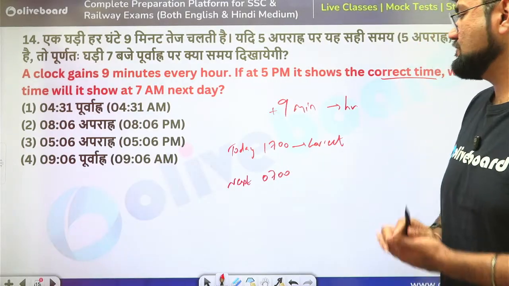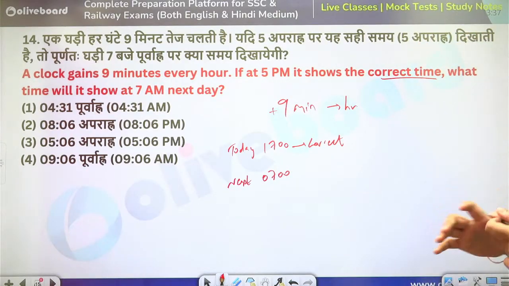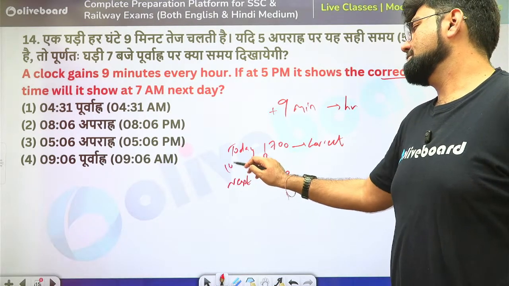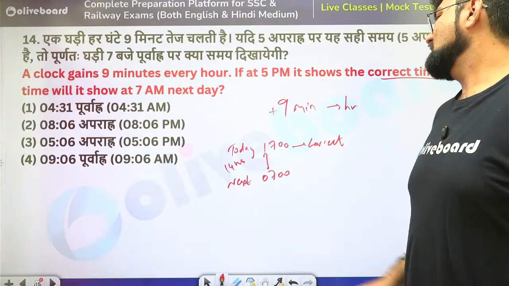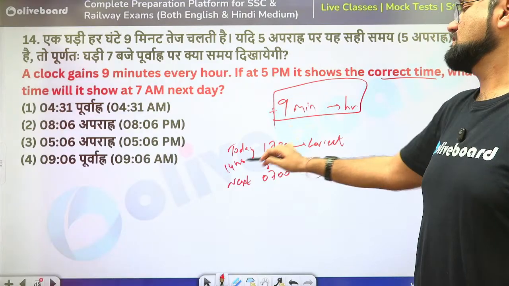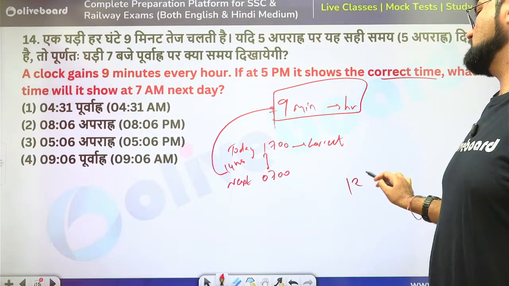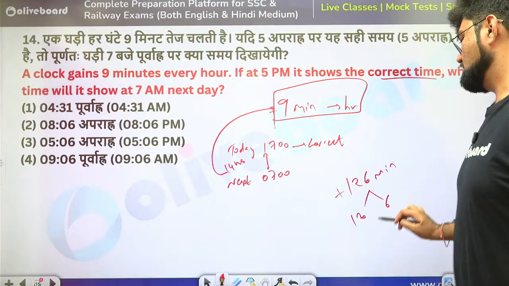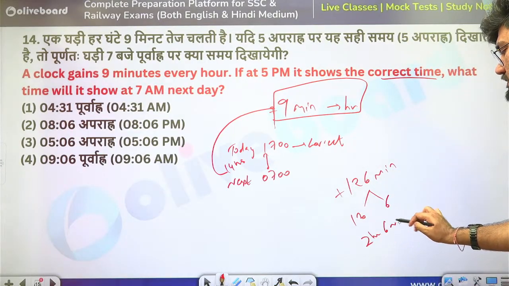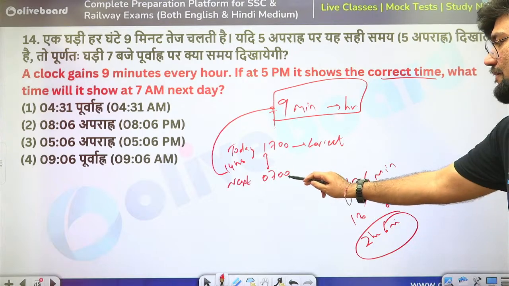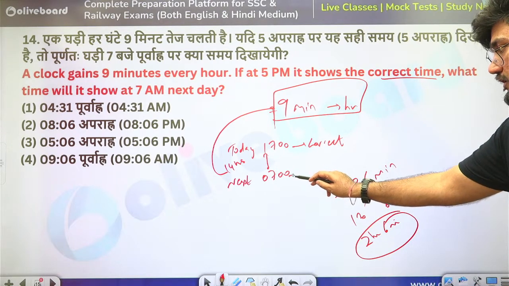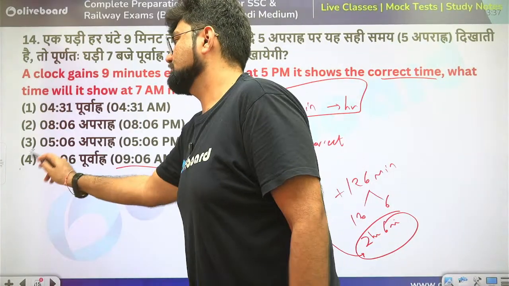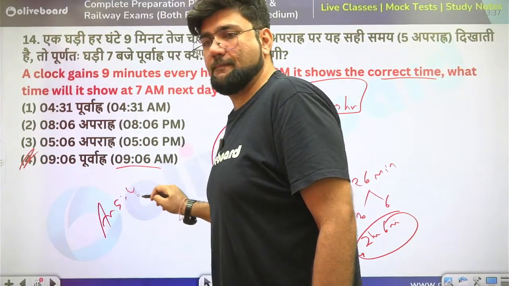So how much time has lapsed? 5 p.m. to 5 a.m. is 12 hours, and 5 to 7 is 2, so 14 hours have lapsed here. So if in 1 hour it is gaining 9 minutes, in 14 hours it will gain how many minutes? 126 minutes. Correct? 126 means 120 plus 6, that is 2 hours, 6 minutes. So at 7 a.m. in the morning, what will the clock show? If it is fast by 2 hours, 6 minutes, it will show 9:06 a.m. Option 4. Got it?